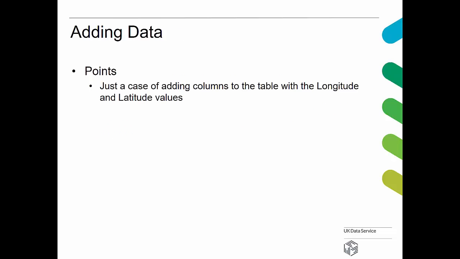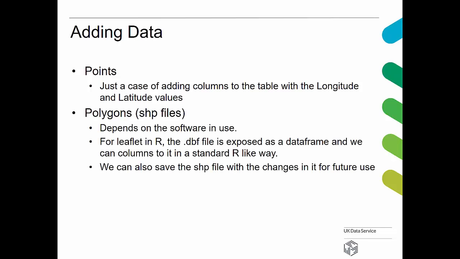If we want to add data for the point system, it's just a case of adding new columns to your table which already has the longitude and latitude in it. For polygons, it's a bit more complex, but can be quite simple. It will depend on the software in use. For Leaflet in R, the DBF file is exposed as a data frame, and we can add columns to it in a standard R-like way. And then, having added our own data into this DBF file, we can actually save the whole shapefile again from R, and that will include any of the changes that we've made, and we can make use of that in the future.